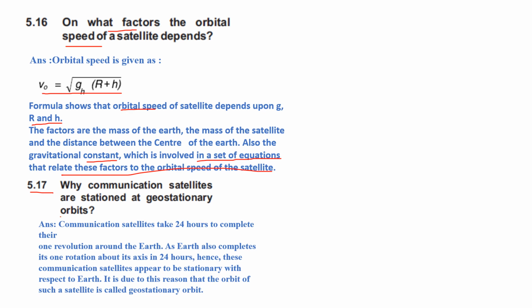stationed at geostationary orbit. Communication satellites take 24 hours to complete one revolution around the Earth, as Earth also completes its rotation about its axis in 24 hours. Hence, these communication satellites appear to be stationary with respect to the Earth. It is due to this reason that the orbit of such a satellite is called a geostationary orbit.